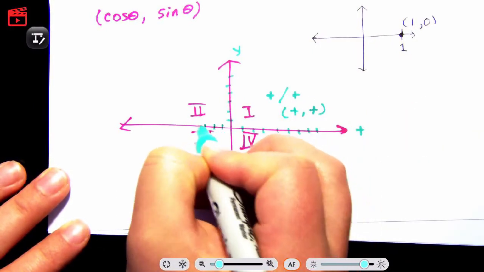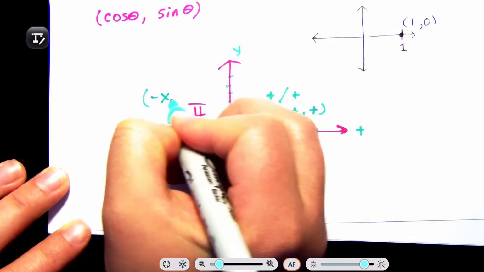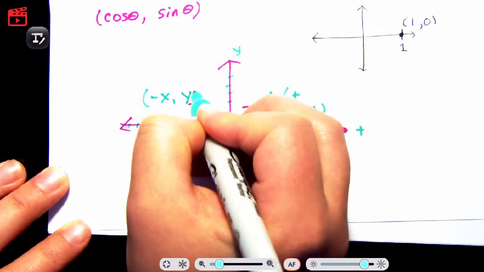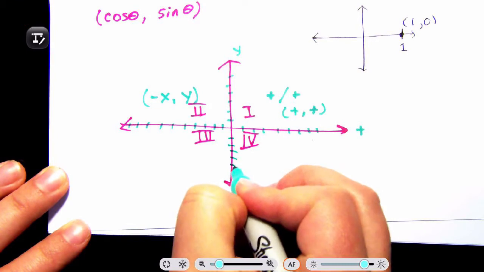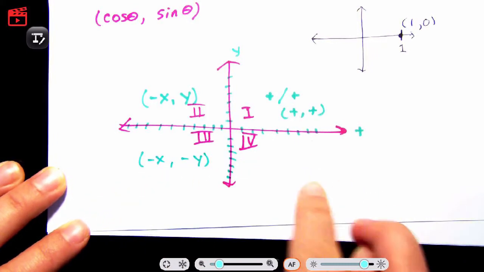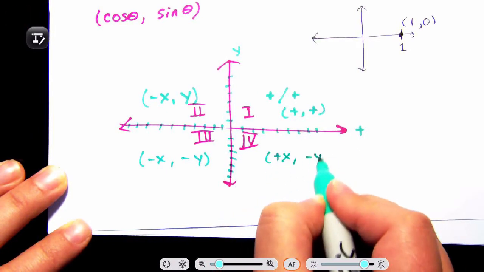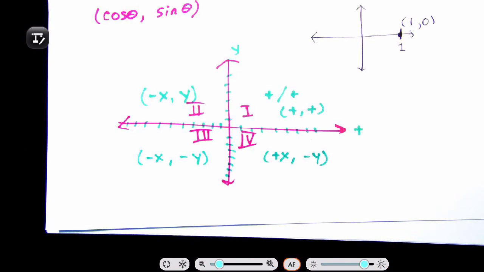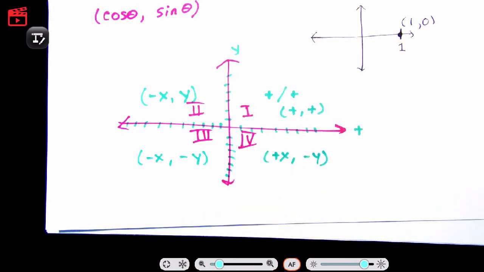Here, in quadrant 2, what's really cool is we have negative x's, however, we have positive y's. Here in quadrant 3, we have negative x's and we have negative y's. In quadrant 4, we have positive x's and negative y's. That's the characteristics of each quadrant. So if you remember that information, what number is going to be negative, what number is going to be positive, then you're pretty much set.